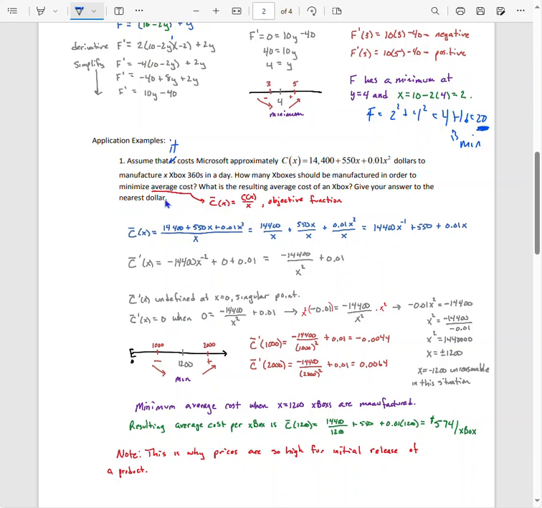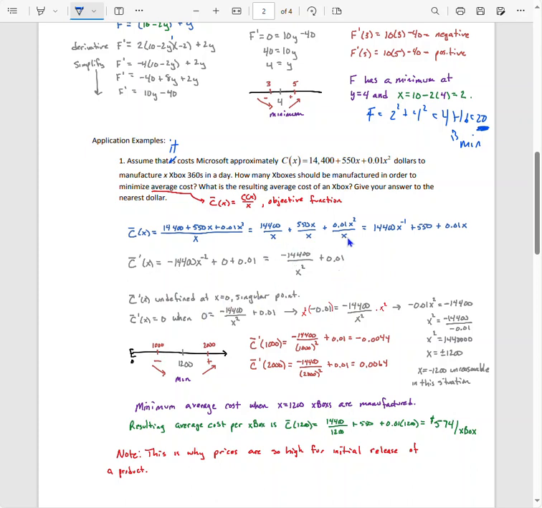derivative, because I know that my extrema, my maximums and my minimums, will always occur at a derivative. So I'm looking for where the derivative is 0, stationary points, or where the derivative is undefined but the original function exists, which are singular points. Take the derivative. C bar prime of x is negative 14,400 x to the negative 2 plus 0 plus 0.01. I can rewrite that as negative 14,400 over x squared plus 0.01.